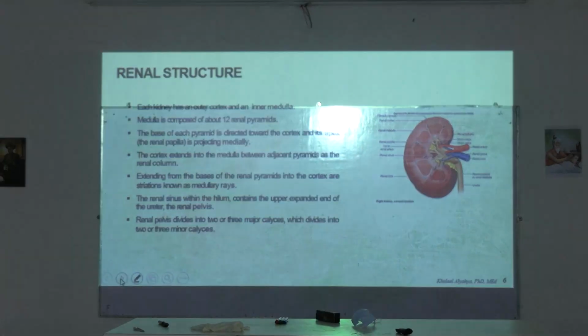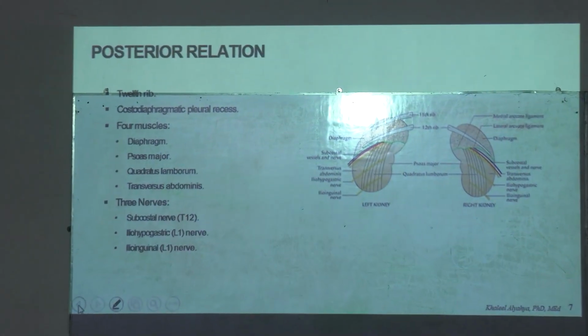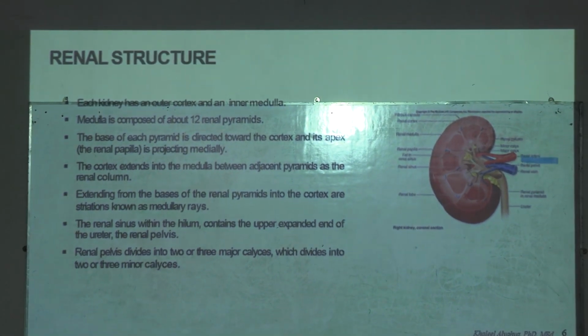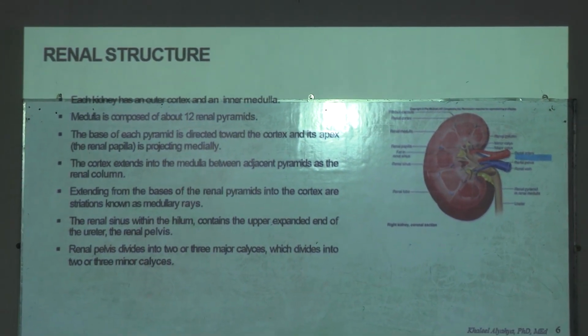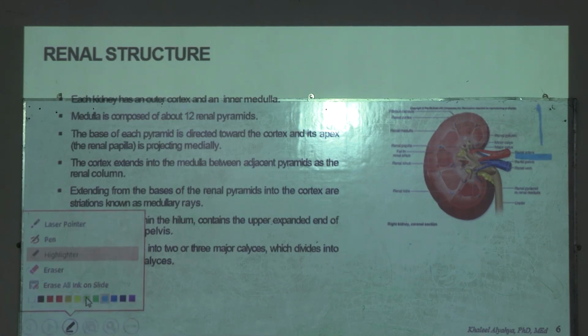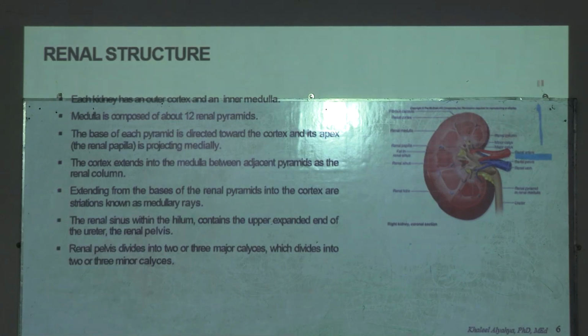Now regarding the arterial supply, you can see the renal artery. The red one is the renal artery. It is coming from the abdominal aorta, which is one of the lateral branches of the abdominal aorta, that is the renal artery.